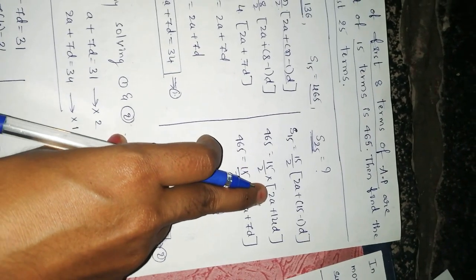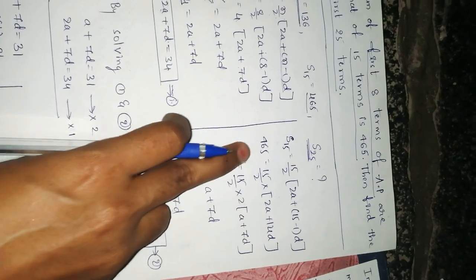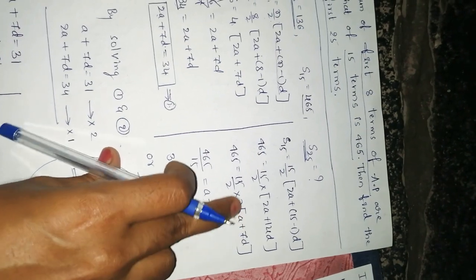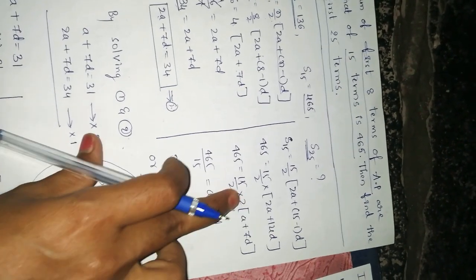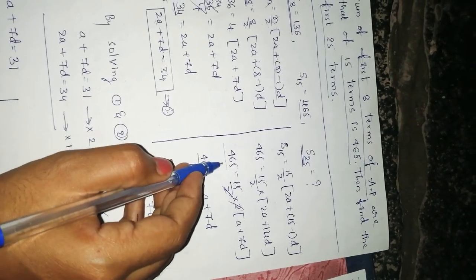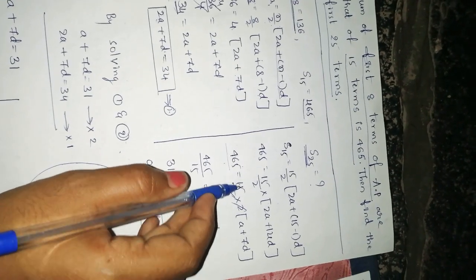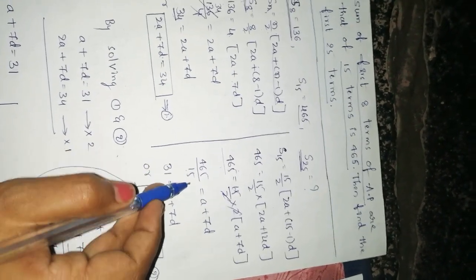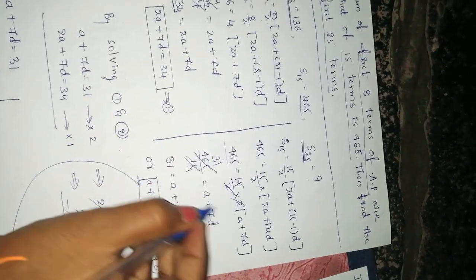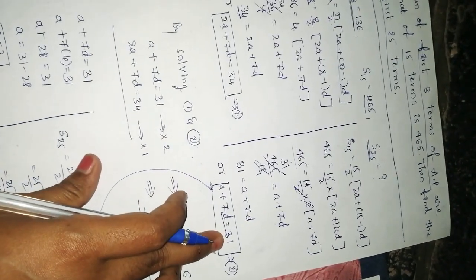Here friends you can see that here it is 2, here it is 14, therefore you can easily take out the common. So 465 as it is, 15 by 2 as it is, take 2 common, left is a plus 7d, 2 sevens are 14. Here 2 and 2 get cancelled, this into 15 becomes divided by 15. Most of the students make it as minus 15, it is wrong. Here it is into, therefore 15 becomes divided by 15. 15 ones are 15, 31 ones are 31, a plus 7d as it is. So the equation you have is a plus 7d is equal to 31.